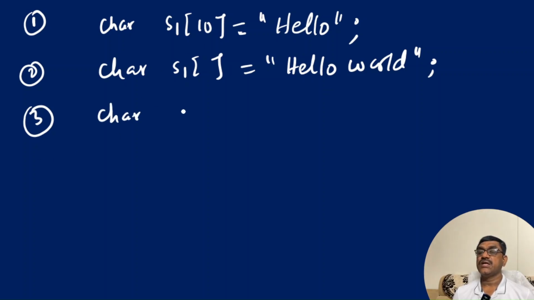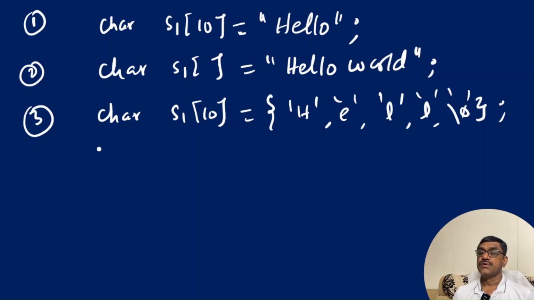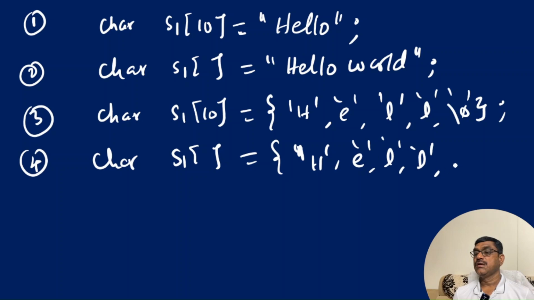Now the third method, we write it as S1 of 10. In this notation, we can write H in single quotes, E in single quotes, L in single quotes, another L in single quotes, and last we write the null character. The fourth method is the same thing, but with no need to mention the size, the dimension. I just write in single quotes H, E, L, L and null character. This is the way of representing strings. How many ways? 4 ways.